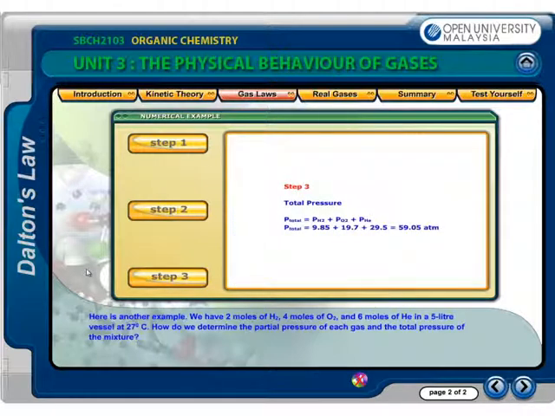Step 3. Then add all the 3 partial pressures to get the total pressure. In this example, the total pressure is 59.05 atm.